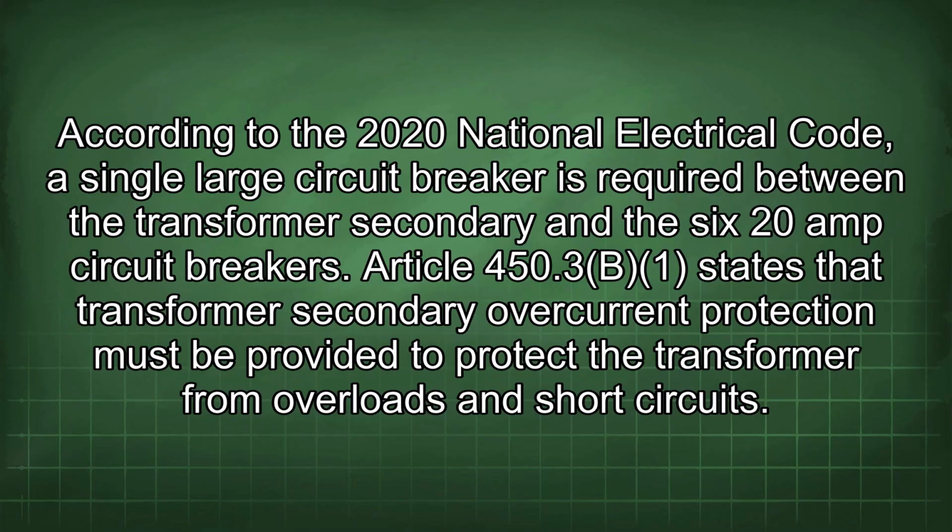According to the 2020 National Electrical Code, a single large circuit breaker is required between the transformer secondary and the 6 20 amp circuit breakers. Article 450.3 states a transformer secondary overcurrent protection must be provided to protect the transformer from overloads and short circuits.